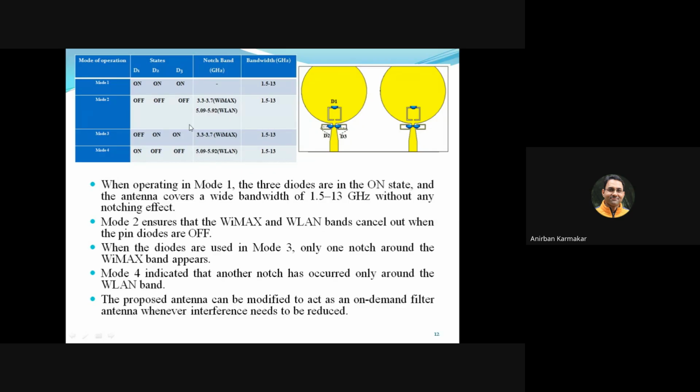So we can see that the diodes can be operated in 4 modes, where by using these 4 modes we can reconfigure the notching mechanism. We can reconfigure the band notching mechanism of the antenna itself.